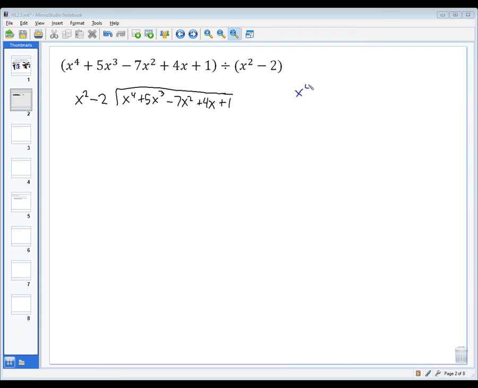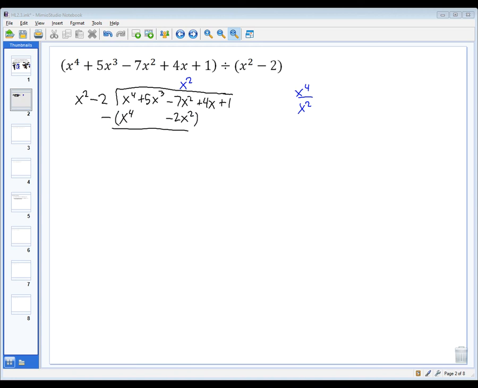I take my x to the fourth and divide it by x squared. So I always take the first term on the inside divided by the first term on the outside. X to the fourth divided by x squared is x squared. Always line up your variables with the same exponent. Now multiply. X squared times x squared is x to the fourth. And then we have a minus 2x squared. Again, make sure that you line them up.